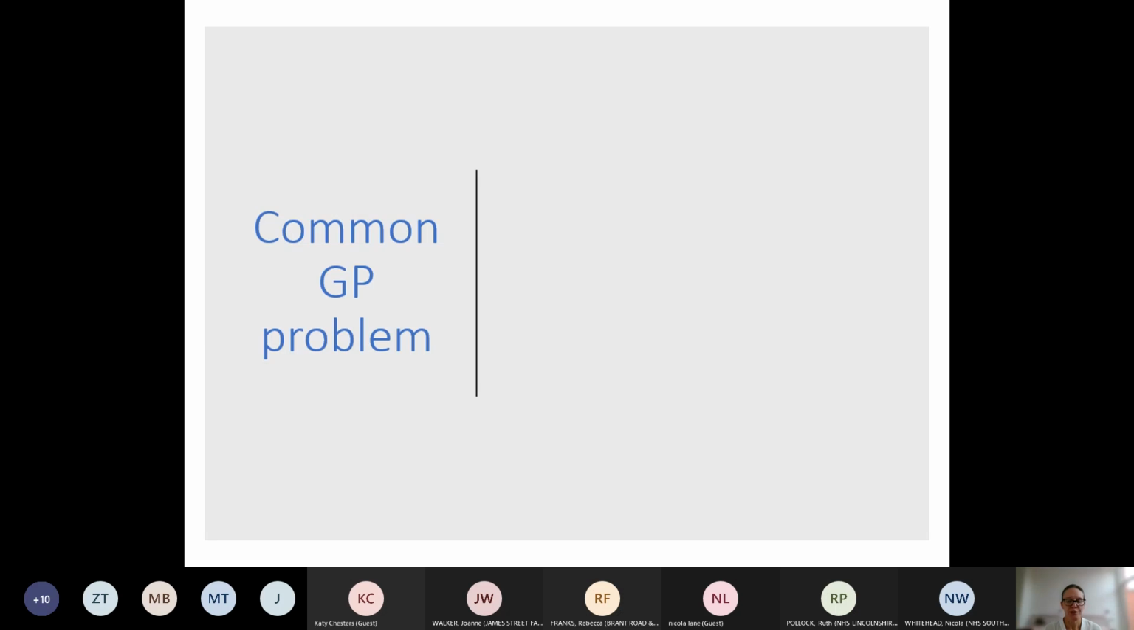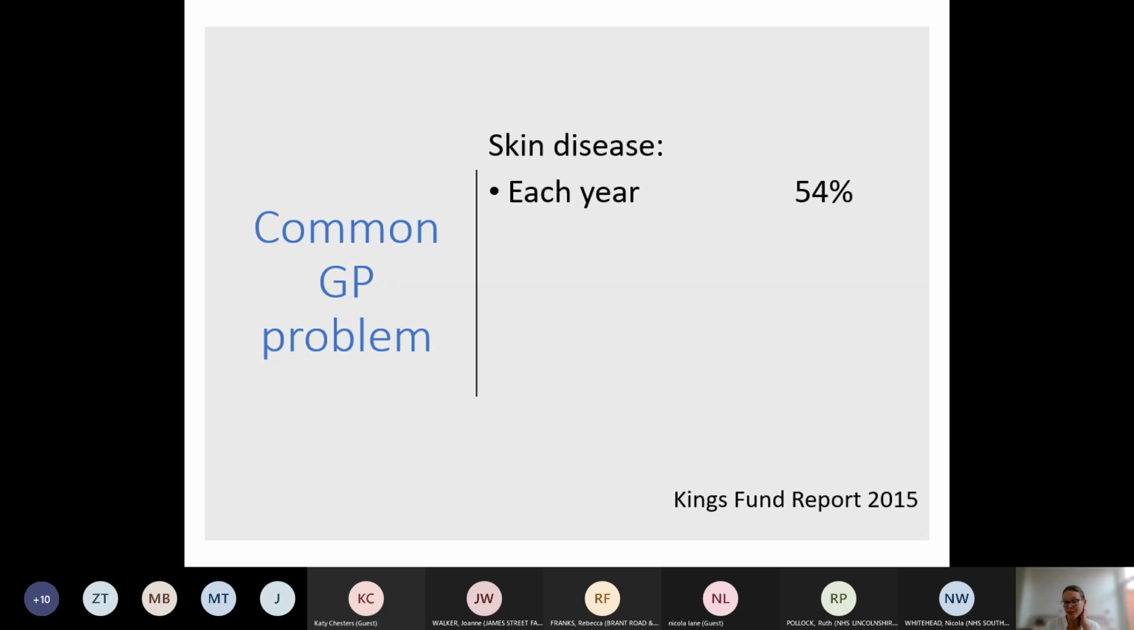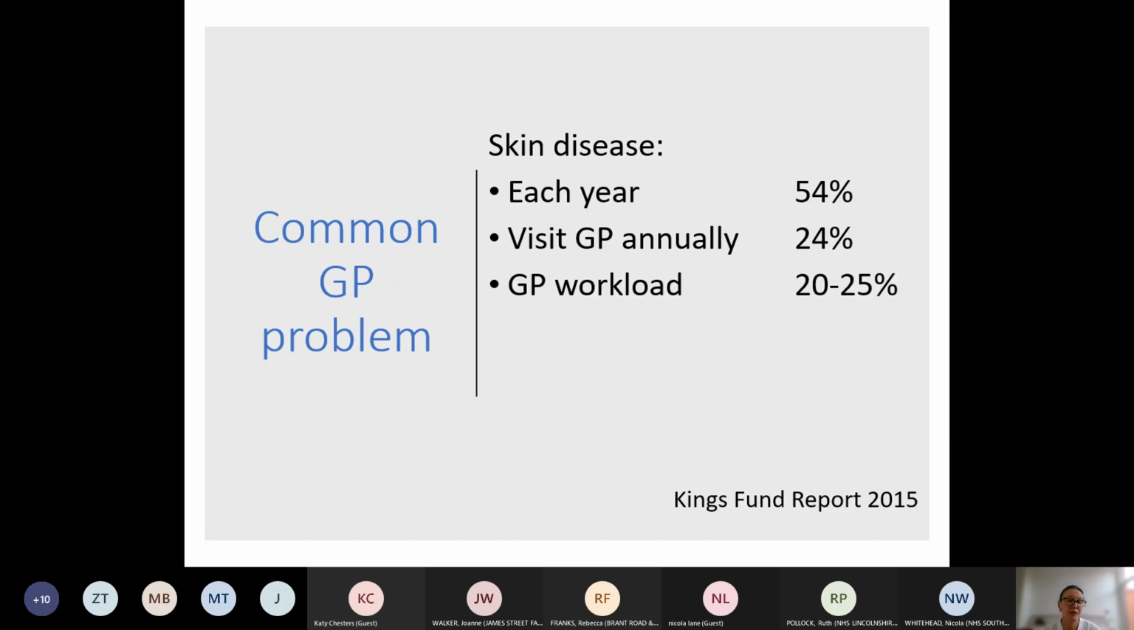So just a little bit about dermatology in primary care. There was this King's Fund report from 2015, which looked at dermatology in the population, and said that every year 54% of the population have some kind of skin problem that would be worth seeing a doctor or a nurse or a pharmacist about, which is huge. They say 24% of the population visit their GP at some point during the year with a dermatology problem. So it's a massive thing. They say it accounts for 20 to 25% of a GP workload. And I've thought about this, and I'm not sure that I feel that it's quite that high, but that's what they found when they looked at the figures overall.